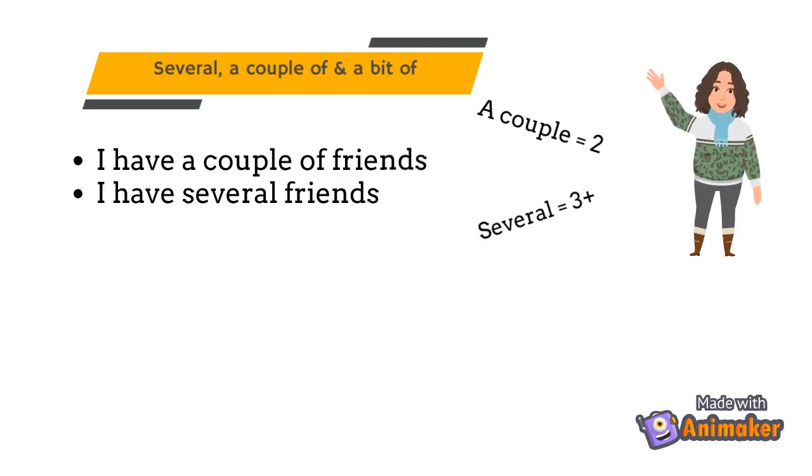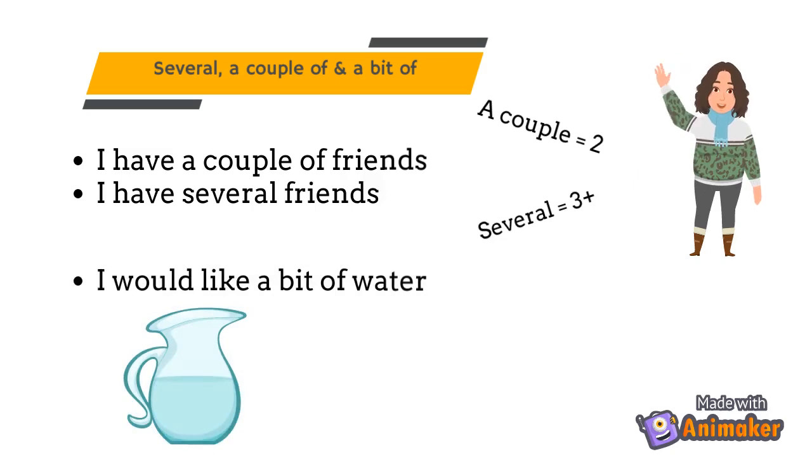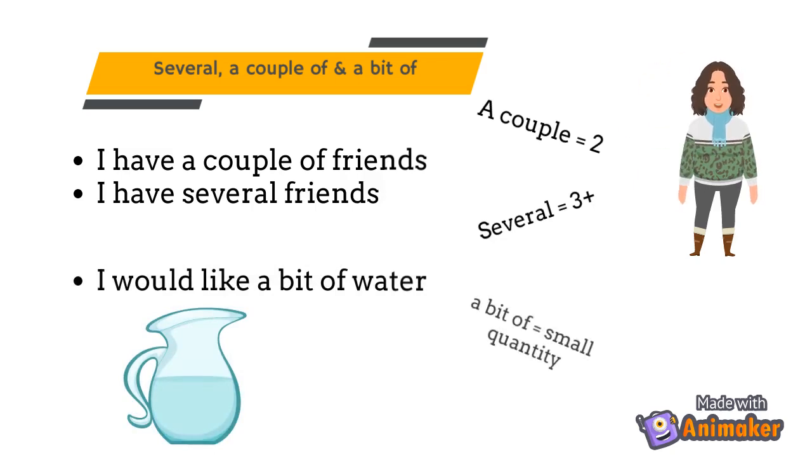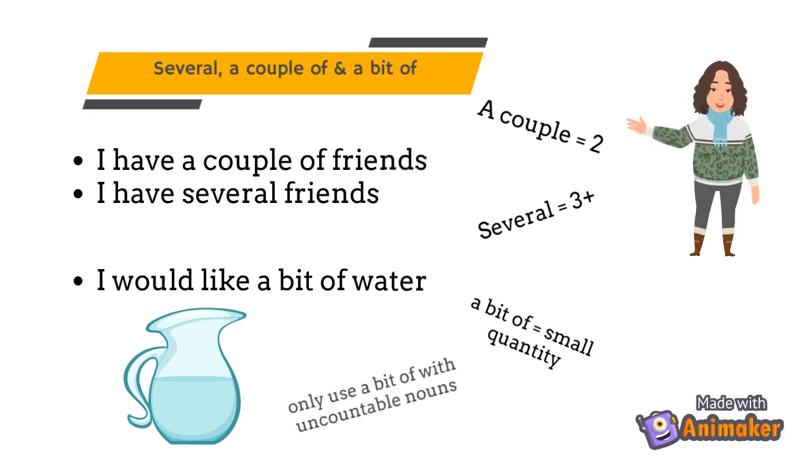Now let's look at a bit of. Here's an example sentence. I would like a bit of water. A bit of refers to a small quantity of something. Is water a countable or uncountable noun? It's an uncountable noun. We can only use a bit of with uncountable nouns.